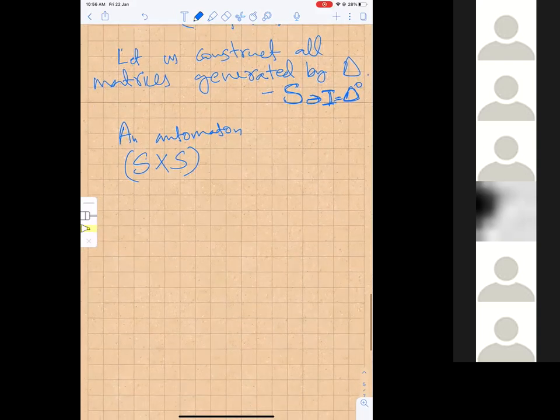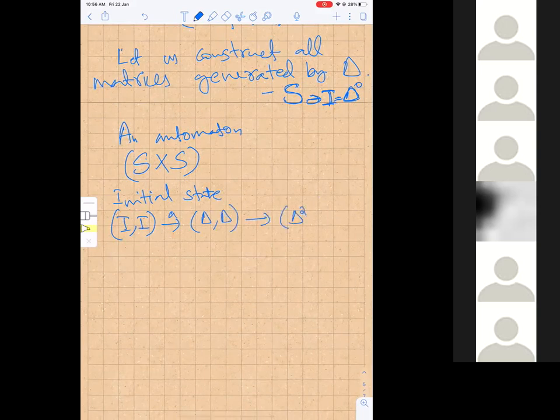What is the initial state? The initial state will be I comma I. What will be the next state? On a letter A, it will go to delta comma delta. On another letter, it will go to delta square comma delta square, and so on. On A1, A2, and so on up to AN, it will go to delta power n comma delta power n. What should be the final states?